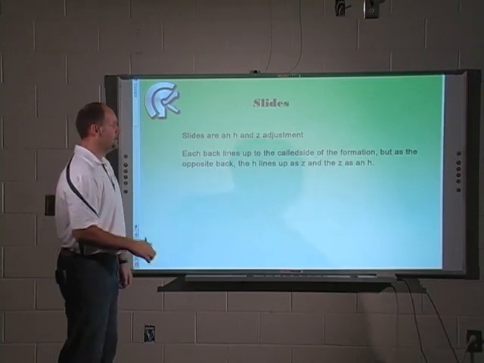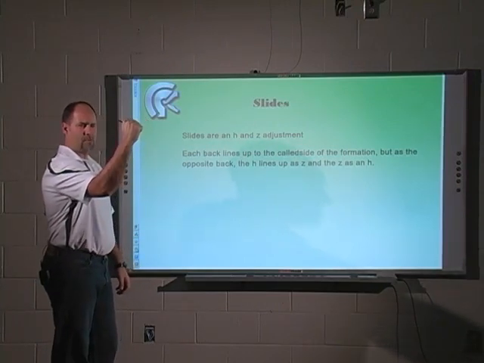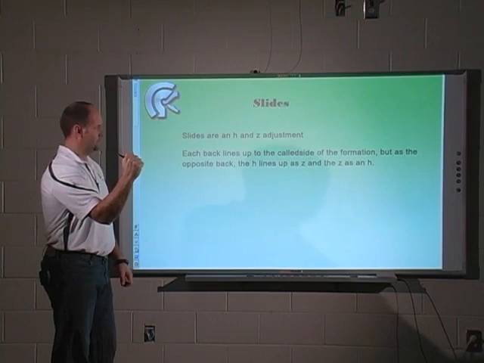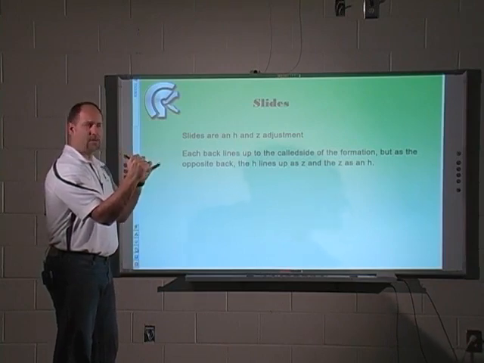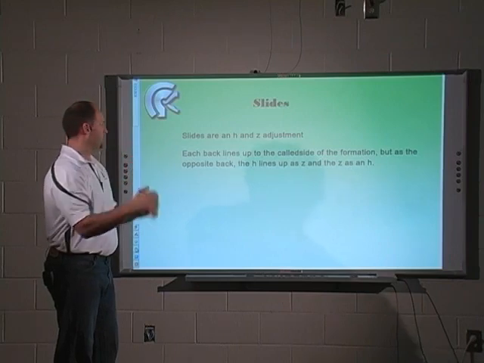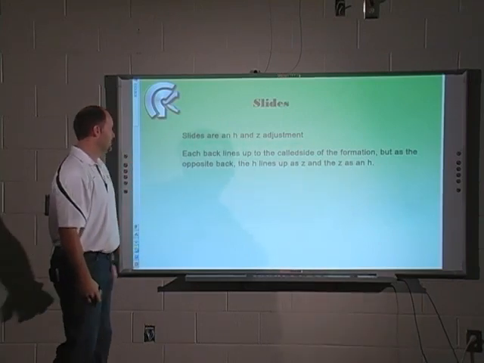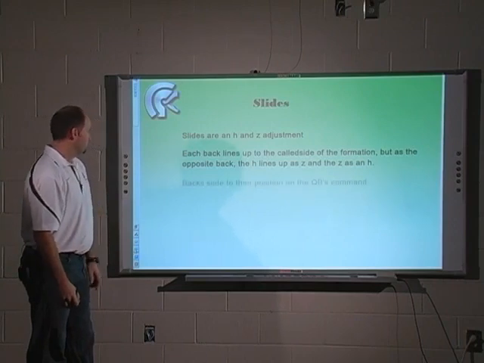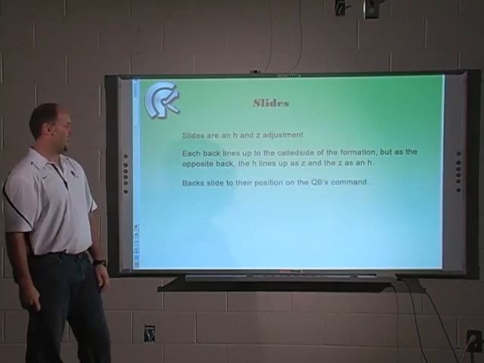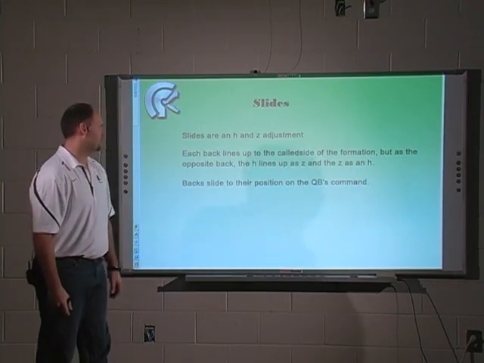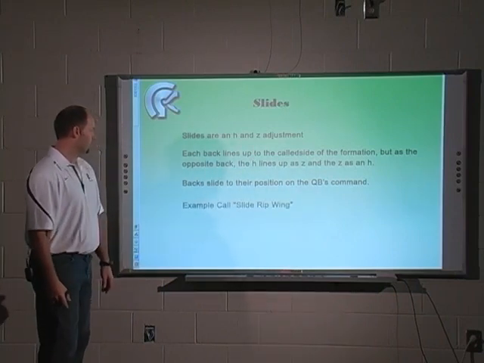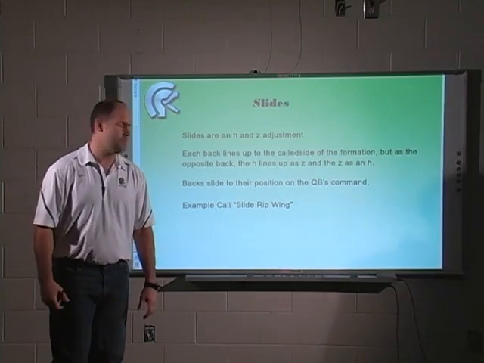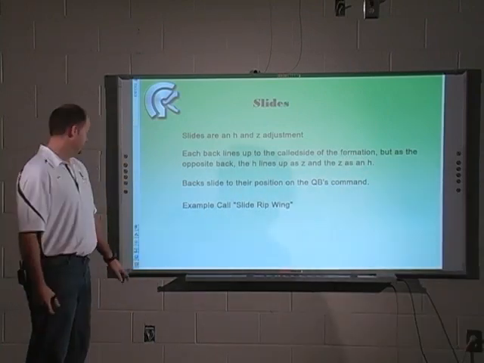So this way now, my Z is still going to line up to the right, but as a halfback in the backfield. My H is going to line up on the left as he normally would, but as a Z on that. Okay, so that's where we get that. They line up as the opposite backs. The backs then will slide to their position on the quarterback's command. Again, he will call shift, and those backs will slide in. An example call for us may be slide, rip wing.